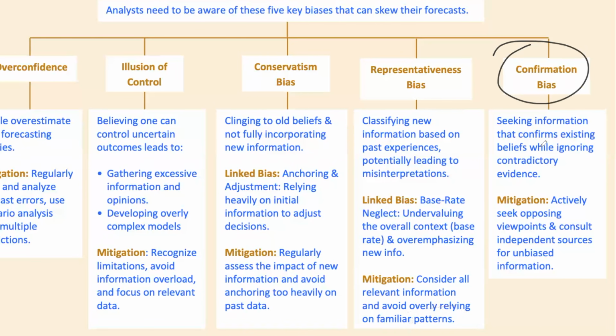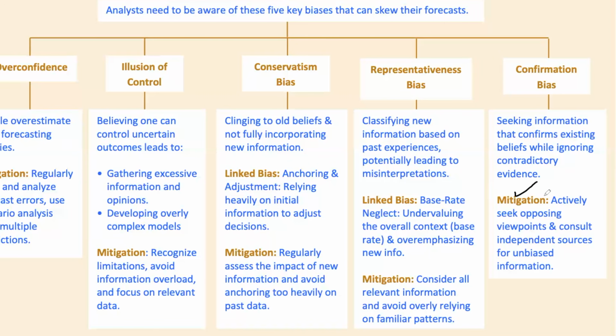Confirmation bias. This one's a classic. It's when you only seek out information that confirms what you already believe and ignore anything that contradicts it. It's like being in an echo chamber where you only hear what you want to hear. Dangerous, right? Picture an analyst who is bullish on a stock. They keep reading only the news articles and analyst reports that praise the company, ignoring the red flags about declining market share or regulatory issues. They're setting themselves up for a nasty surprise.